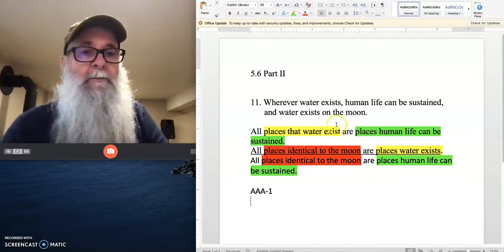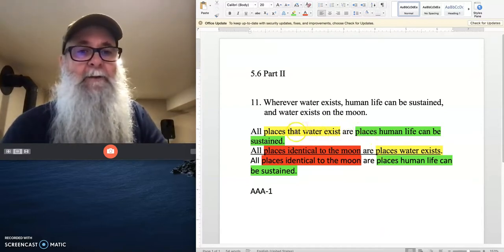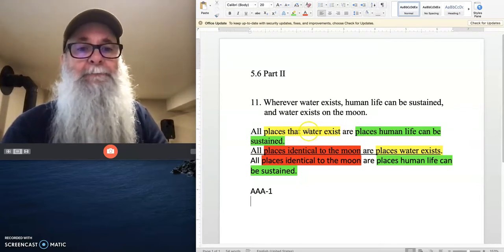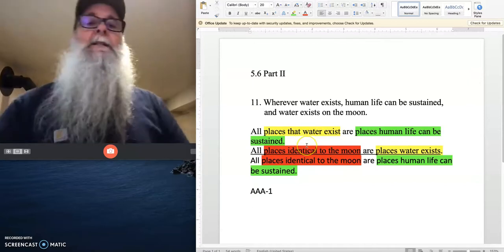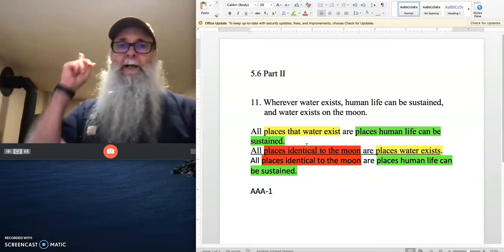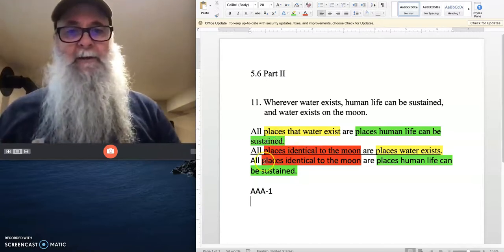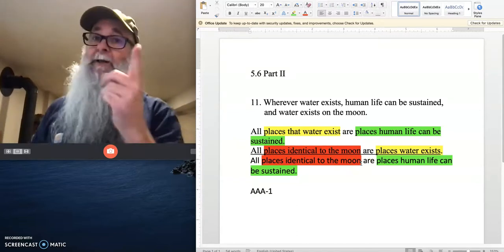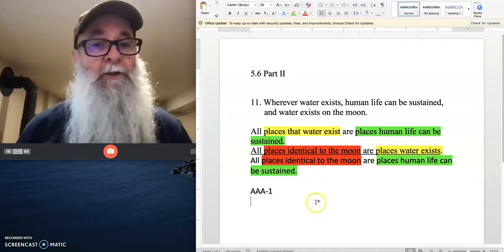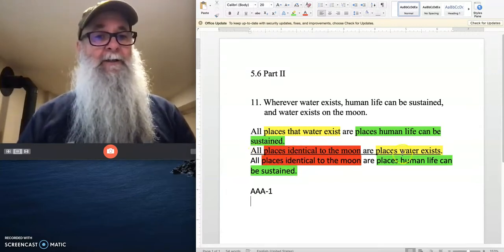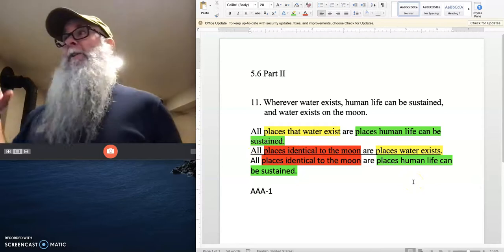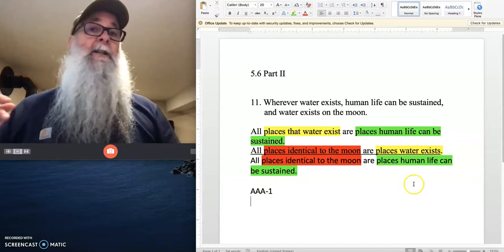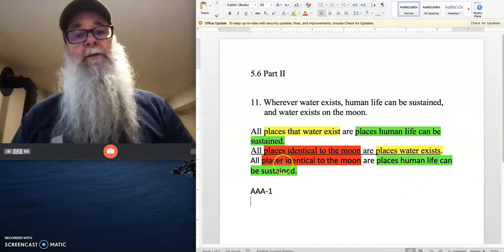We know that the middle term has to be distributed at least once, and here in yellow is my middle term, and all A claims distribute their subject terms, and so it distributes the middle term right here in this first premise. The second rule says if there's a term distributed in the conclusion, it has to be distributed in a premise. And look here, our subject term, the minor term in the conclusion, places identical to the moon, is distributed because the conclusion is an A claim. It's also distributed in an A claim here in the second premise. So past the first two rules, the third and fourth rules don't even apply because those deal with negative statements, and we don't have any negative statements here. And the fifth rule doesn't apply either because we have a universal conclusion, all right?